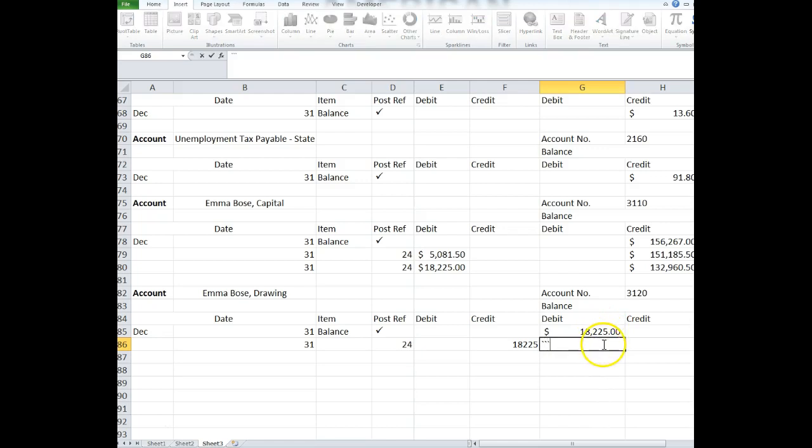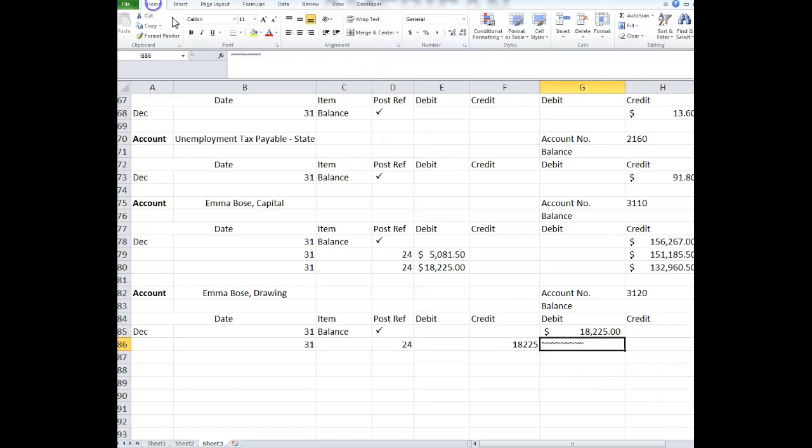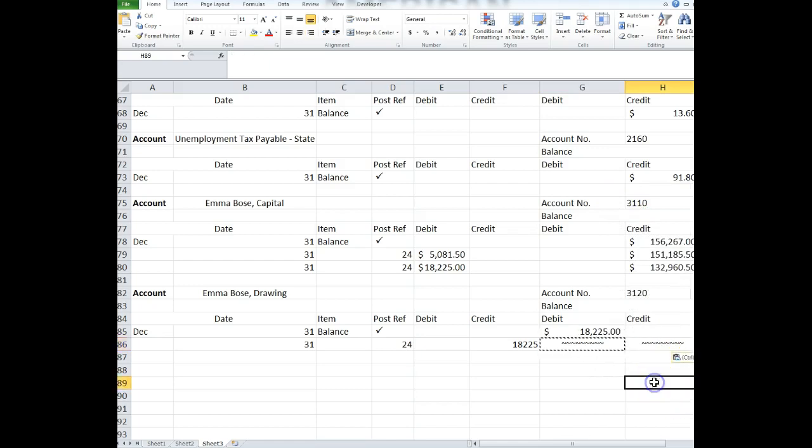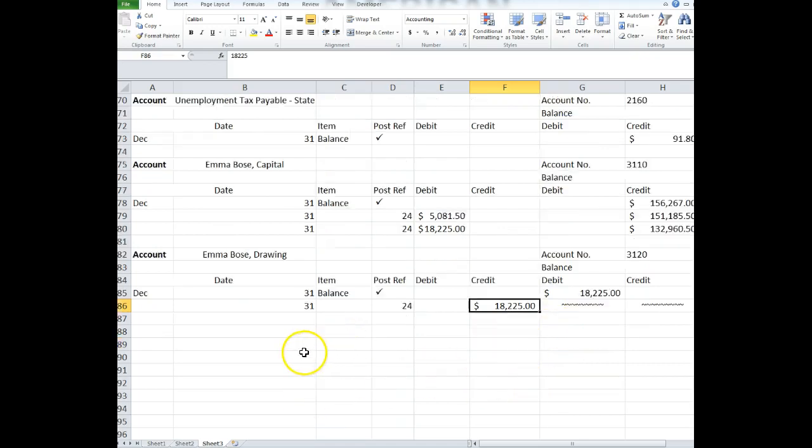I'm just going to put that in there to show that there's nothing in there. Okay, so remember, we're crediting to cancel out the drawing. Why are we doing that? It's a temporary account. We have to get everything in our capital account.